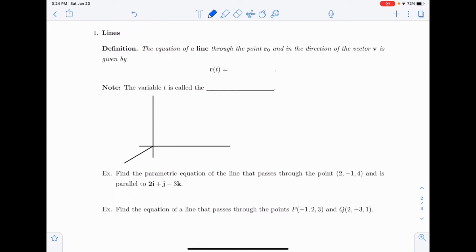So the equation of a line through a point, that point being a vector r0, and in the direction of the vector v, is going to be given by r0 plus t times v. That variable t is going to be called the parameter. Now, you may ask yourself, why is that the equation of a line? Well, r0 is going to be my point, and the vector v is going to define that direction. So let's see how that works.